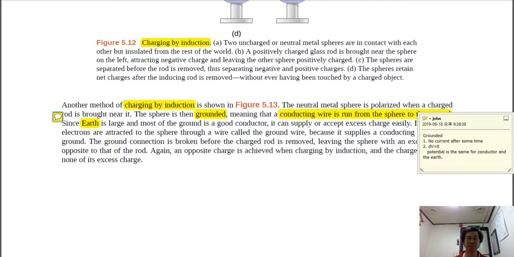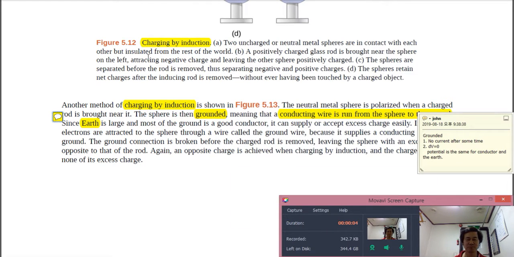Hello, today we'll talk about charging by induction. We can charge by induction, and the system can be grounded. You remember we said that when the object is connected to the earth, we call this grounded.